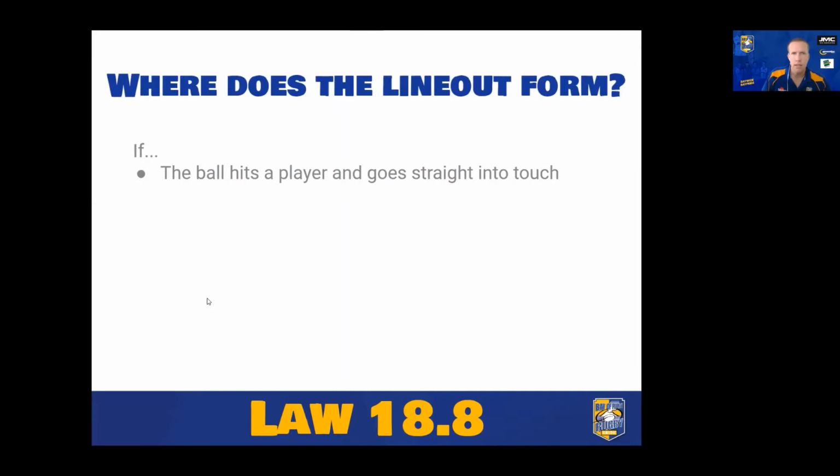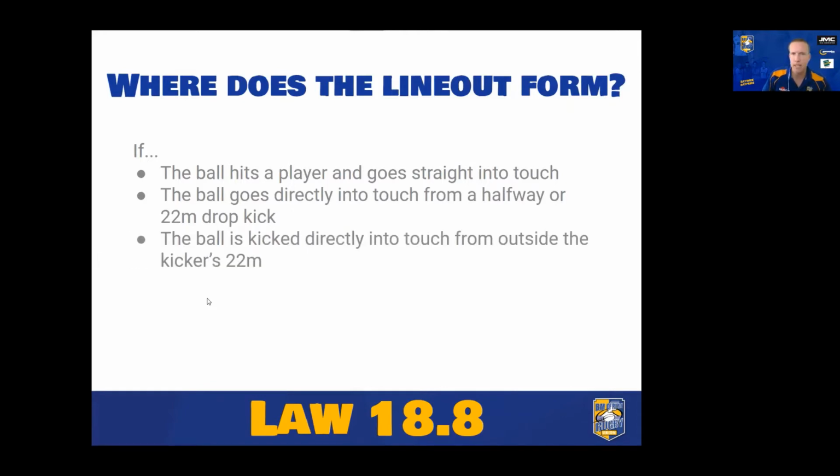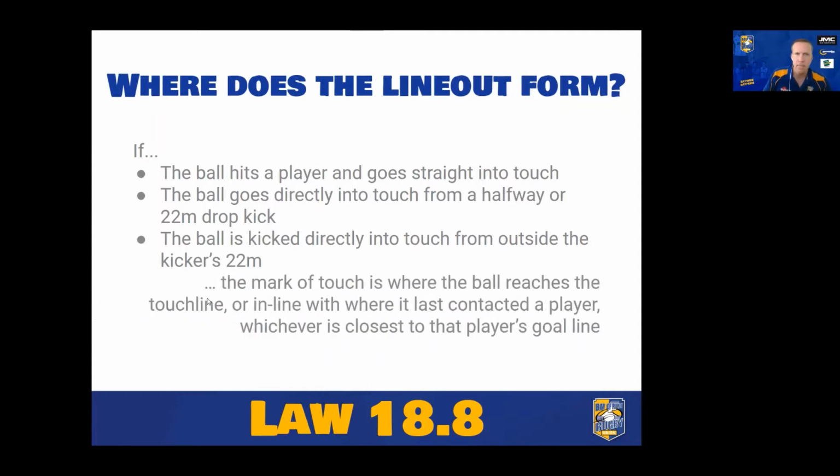So if a ball hits a player and goes straight into touch, or it goes straight into touch from a dropout kick, or a 22 or a halfway or a kickoff restart, or it's kicked directly into touch from outside the kicker's 22, that's on the full and not at the penalty. And the mark of touch is wherever the ball either reaches the touchline or in line where it last contacted a player. And I've tried to summarize that as much as I could.